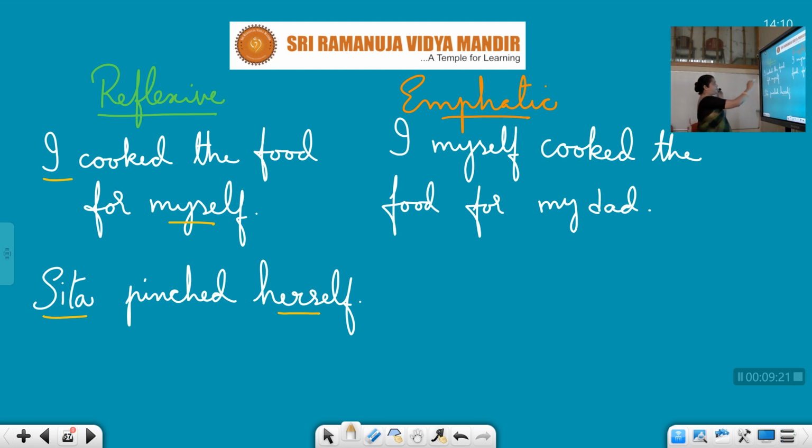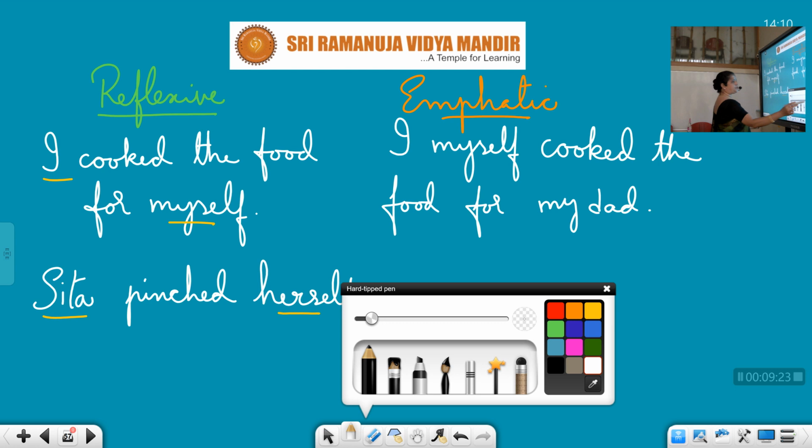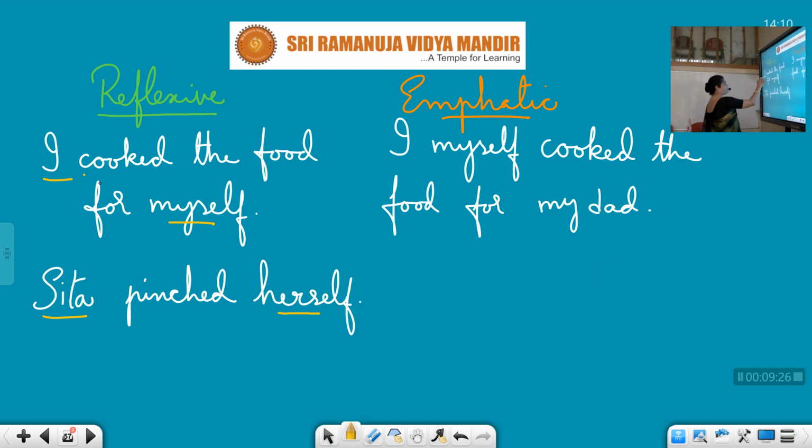So here you are cooking the food for yourself. I suppose you can understand this point, students. You are cooking the food for yourself. Sita pinched herself. But here you are not cooking for yourself, but you're cooking for your dad. So this is not reflecting. The subject and the object is not reflecting. Here it is reflecting. I cooked the food for myself. Here I cooked the food for my dad.